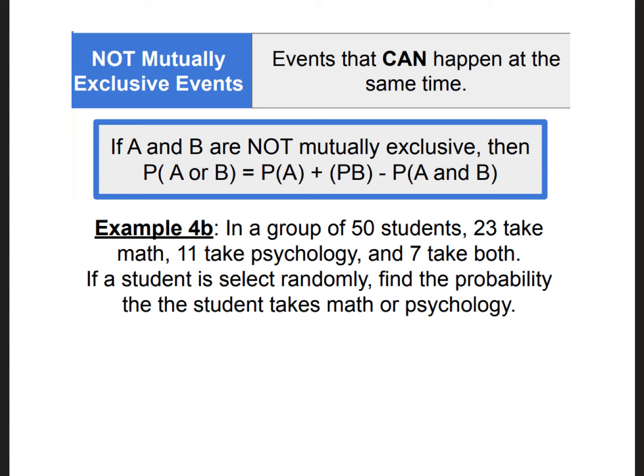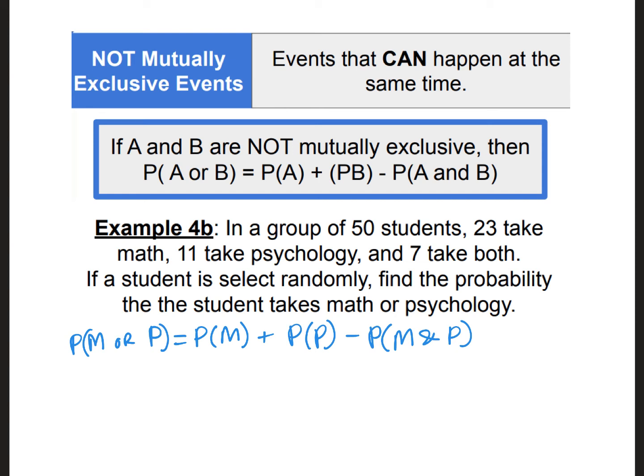Because it's not mutually exclusive, we are going to do the probability that you're taking math, I'm going to call it M, or psychology, which we'll represent with a P. To do that, we're going to do the probability that you take a math class plus the probability you take a psych class minus the probability that you're taking math and psych.